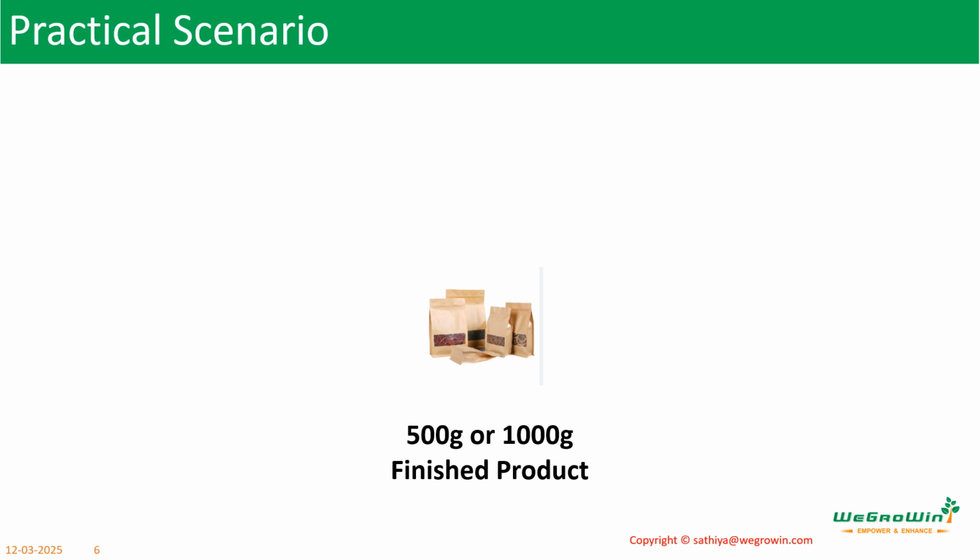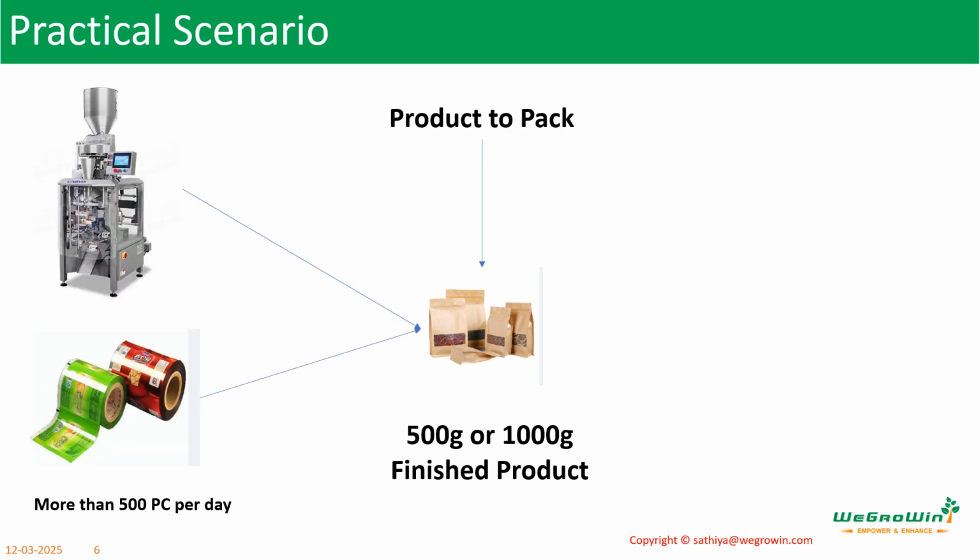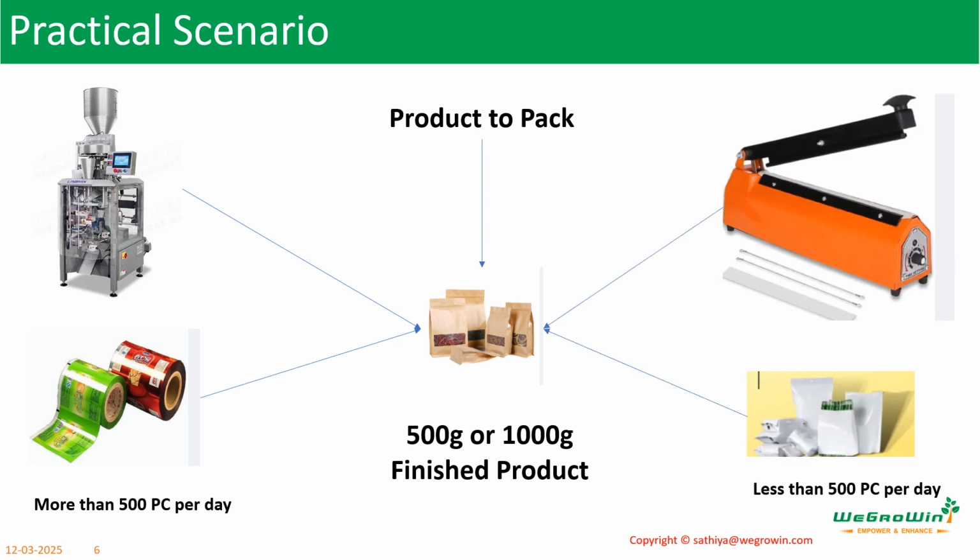So let us take a simple example, right? A product and how it is produced in different scenarios. Let us take a finished product which is having two sizes, 500 grams or 1000 grams, whatever the size. Now, if you want to produce this product 500 pieces per day or more, then we need to have a machine, rolls to pack it, and also the product which has to be used. So here the product is there, but we are using the packing roll and also the machine. At the same time, when you are producing less than 500 pieces per day, probably you don't need a machine. So just having a manual sealing machine is sufficient, and the pouches will be okay.